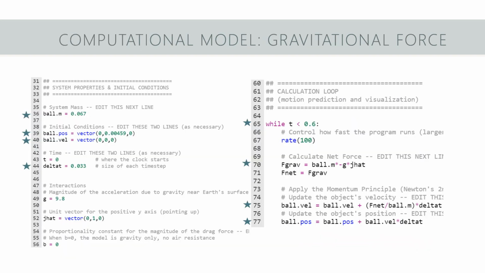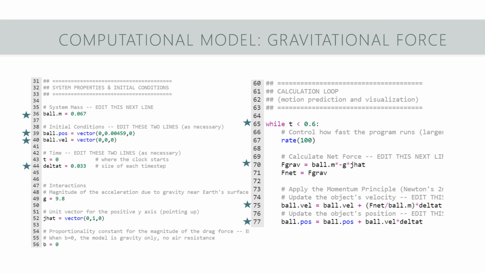The first computational model only took into account the gravitational force. I took a starter code and edited it on GlowScript. The mass of the pencil pouch was measured to be 0.067 kilograms. The initial position vector was found using the tracking software, and the initial velocity was found to be 0, 0, 0. Remember, because the object's at rest. The delta t was set to be 0.033 seconds, so that's the frame rate on my phone, and nothing else in the initial conditions was changed.